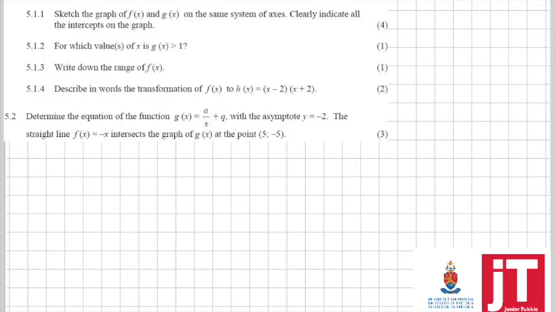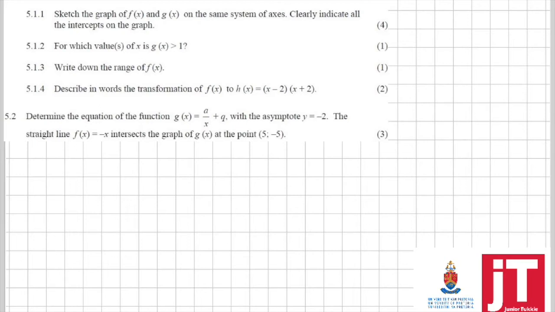We're given f of x is equal to x squared minus 2 and g of x is equal to 3 to the power x. The first question, 5.1.1: sketch the graph of f of x and g of x on the same set of axes, clearly indicating all intercepts on the graph.